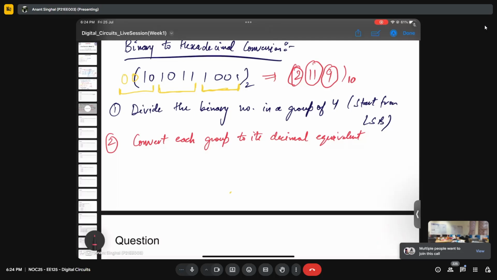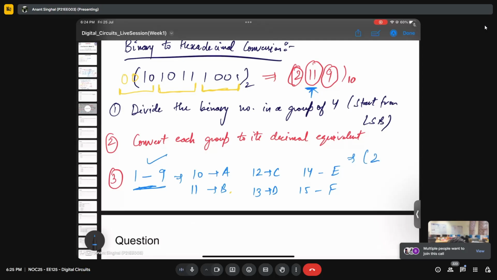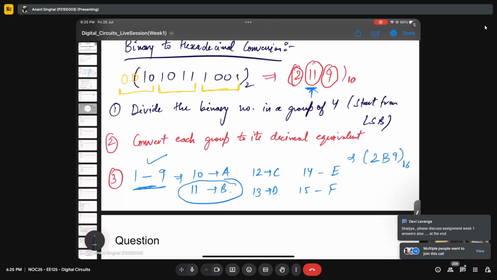And then the third step would be to convert. In hexadecimal, we have the digits from 0 to 9, and subsequently 10 is denoted as A, 11 is denoted as B, 12 is denoted as C, then D. Since it is hexadecimal, it goes up to 15. I hope you understand this. Now you just need to replace any different component. 1 to 9 will be written the same as they are, and if we have more than 9, for example 11, it is denoted by B, and 9 will be 9. So this will be the answer to this problem.